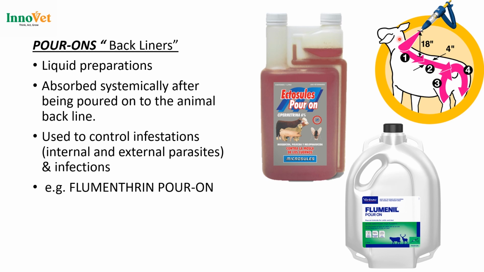So you pour it along the vertebra, simply on the backline, and this drug will be absorbed because they are lipophilic. They can easily be absorbed through the skin, and they will enter the circulation and they will function there. And they are mainly used in the control of internal and external parasites, and as well certain infections. And the best example is this flumethrin pour-on.